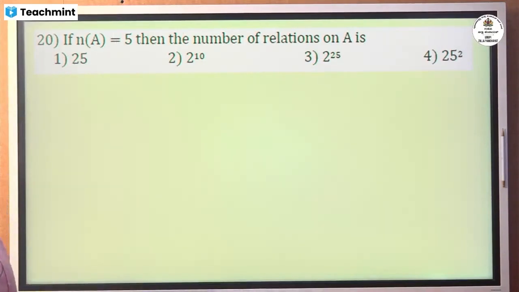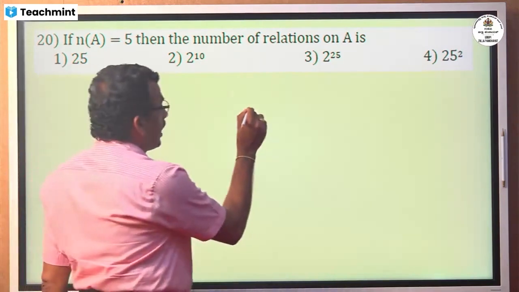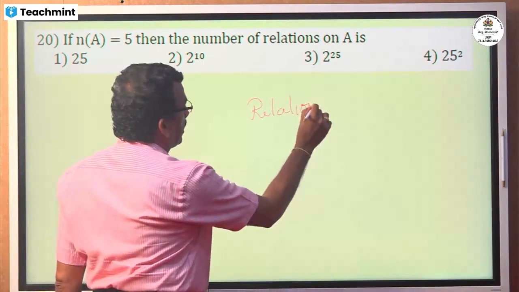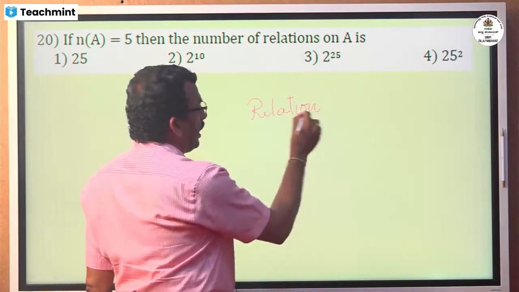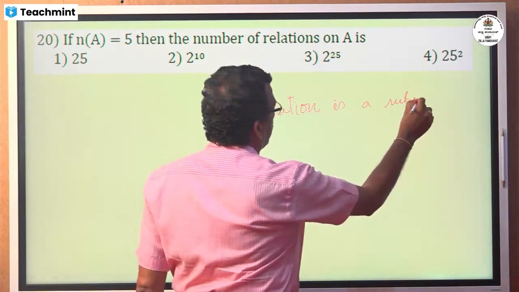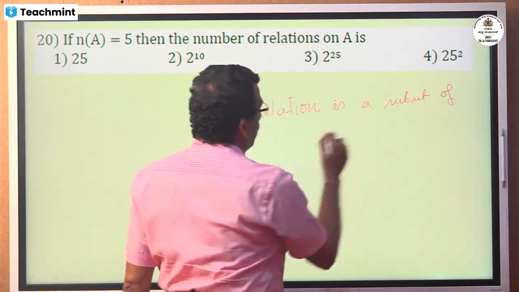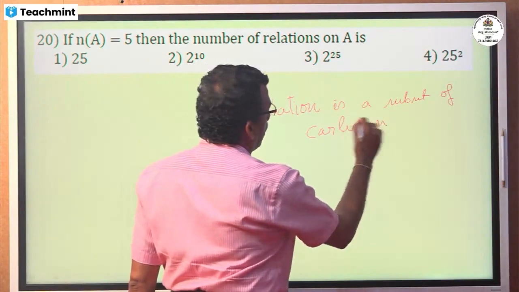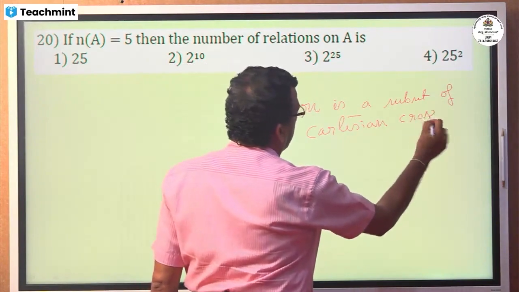Now, A is a set with element 5, then the number of relations on A is. To decide that one, you must know what is the relation. Relation ಅಂದ್ರೆ ಏನಂತ ಗೊತ್ತಿರಬೇಕು. You know that relation is a subset of Cartesian product or cross product.